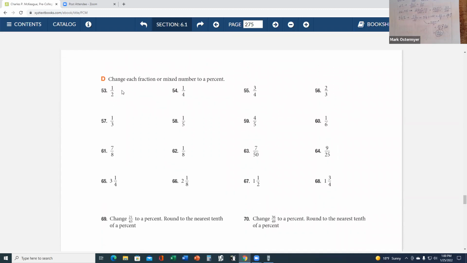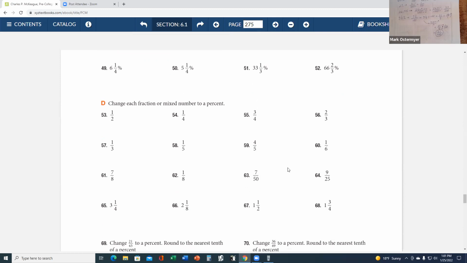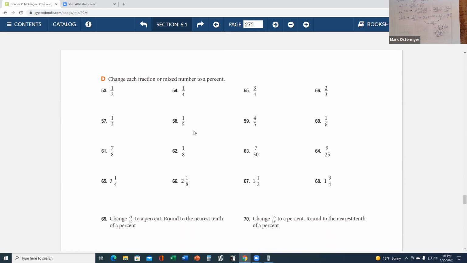Now let's try to go backwards here. They want us to change these fractions or mixed numbers, whatever the case might be, back into a percent. Now, I have a question for you. Let's go back up here. How did I change these percents into fractions? I placed them over what, 100? Yes. In other words, I divided them by 100. Well, ladies and gentlemen, all we have to do is go backwards. What's the inverse operation of dividing by 100? Multiplication. Multiplying by 100. So to change a fraction to a percent, we just multiply it by 100.